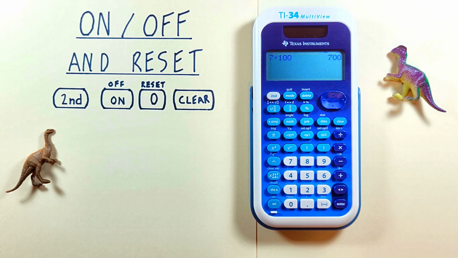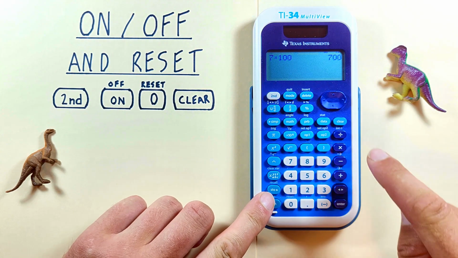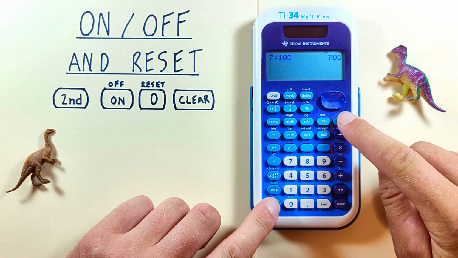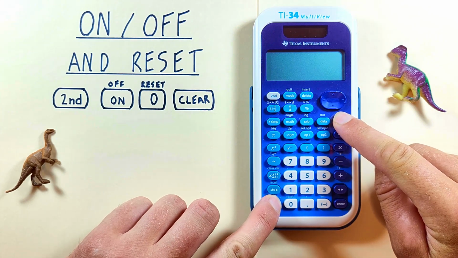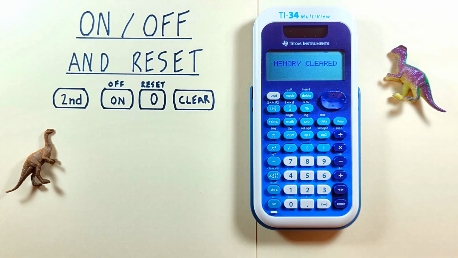There is one more way to reset our calculator, and to do that, we need to press the on and clear keys at the same time and hold them down. Press and hold, our screen will go blank, release, and again, we get that memory cleared screen.